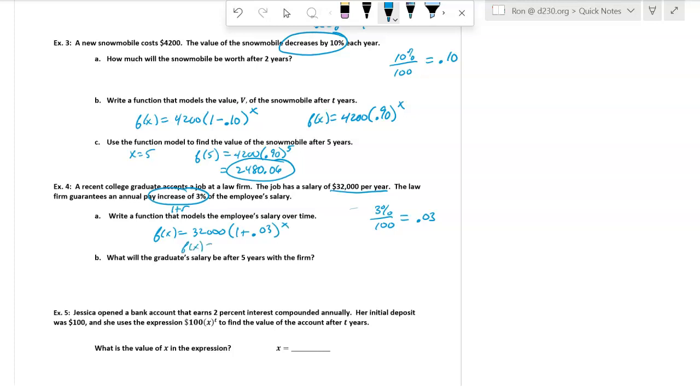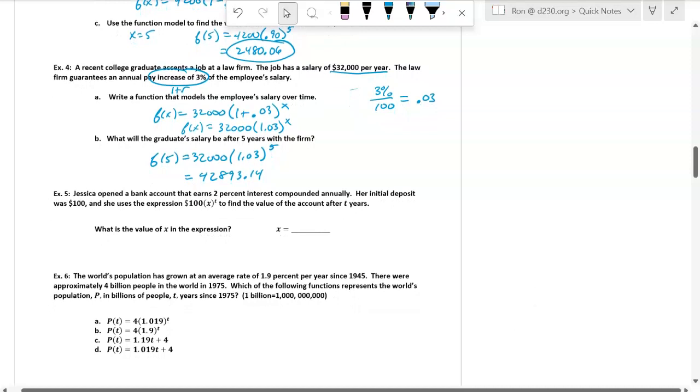So we would simplify that by saying 32,000 times 1.03 to the x. So now to figure out the graduate's salary after 5 years, we would say f of 5 equals 32,000 times 1.03 to the 5th power, which would give me an approximate salary of $42,893.14.